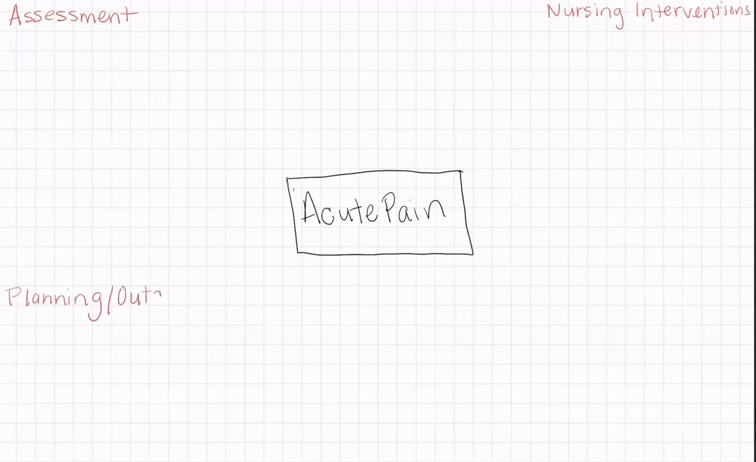So as you can see here, I like to set my disease or problem in the middle. So this one's acute pain. Then I have assessment, nursing interventions, planning, outcomes, and evaluation. And then you can see that I also define what the problem is. So in this case, it's acute pain, and we know that.